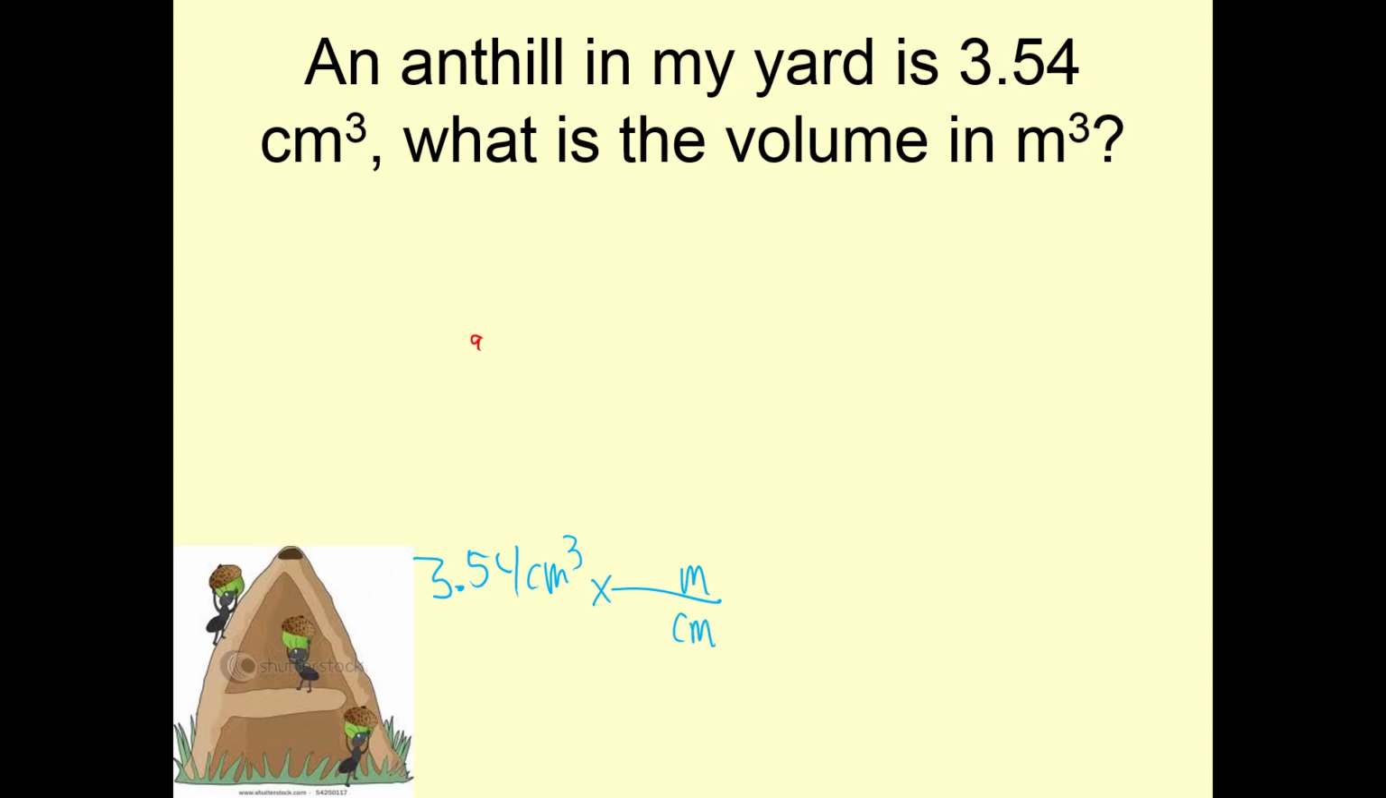Well, if I do centimeters and meters, I know that there's 100 centimeters in 1 meter. But notice how these are cubed. So here's a funky little mathematical thing. If I cube this part of it to make it be the same, don't I have to cube both parts of it? So whenever you have that, you're going to have to cube both the number and the unit. So 3.54 divided by 100 cubed, and I'm dividing because it's on the bottom, is 3.54E negative 6.